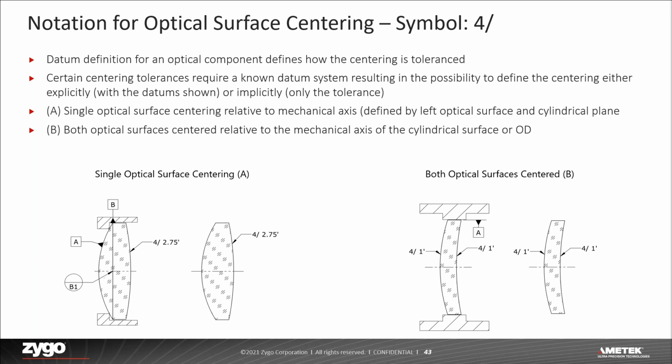The second example is shown when specifying the tilt of both optical surfaces relative to the cylindrical surface or outer diameter. In this case, each side will have a tilt tolerance or a runout.